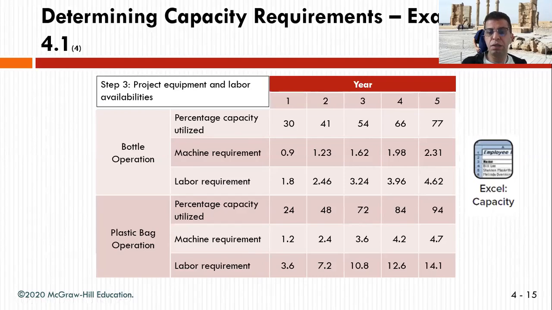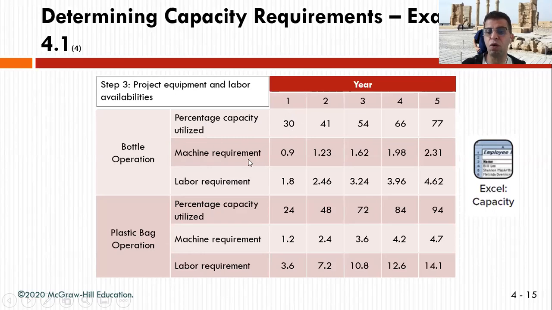Once we know how many bottles and how much plastic we make, and we know how many machines and how many people are needed per machine, we can do this calculation. So we know the capacity, the percentage of capacity utilized. The machine can probably produce 90, and we do only 30 of them, which is 30%. Percentage of capacity utilized is 30%.